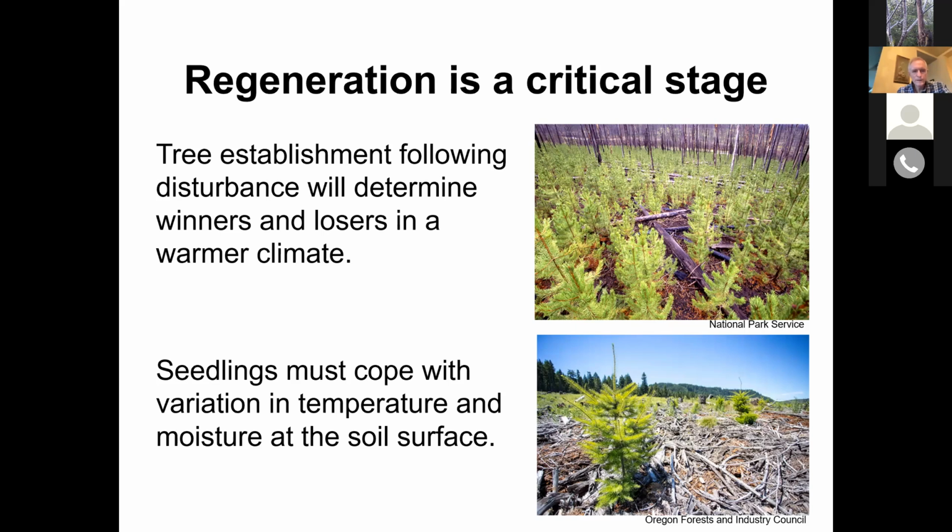So this is where the action happens: regeneration, tree establishment. This is where the big competition happens to determine who are the winners and losers in a warmer climate. Small trees are very vulnerable, regardless of climate change, because they really have to deal with some extreme temperatures at the soil surface, very high during the day, low at night. They have relatively small root systems, so they're vulnerable to low soil moisture at the soil surface. So this is the key element in terms of which species will survive into the future, as Jessica discussed a few minutes ago.